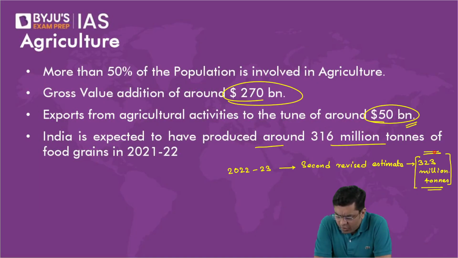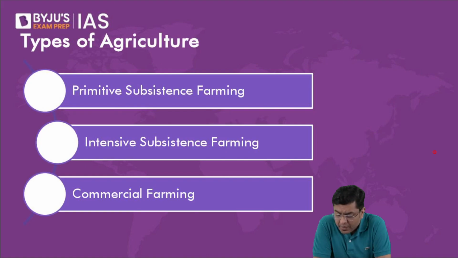Will we study technology in the agricultural sector? No, that you will study in the current affairs portion through various webinars, etc., the newer technology which comes into place. Okay. So that is the estimate in terms of production.